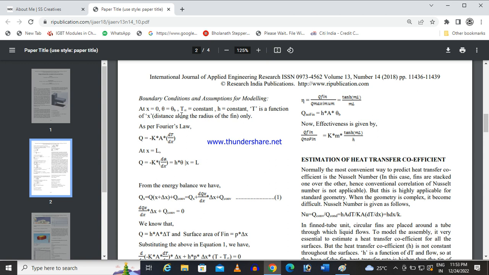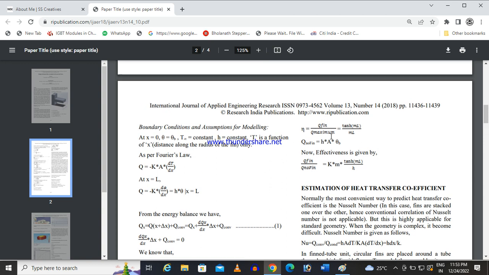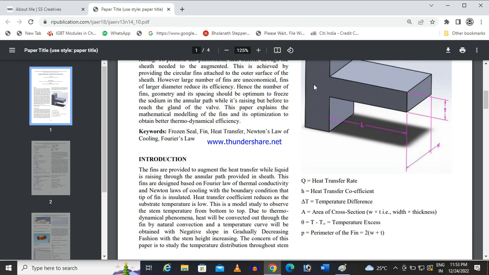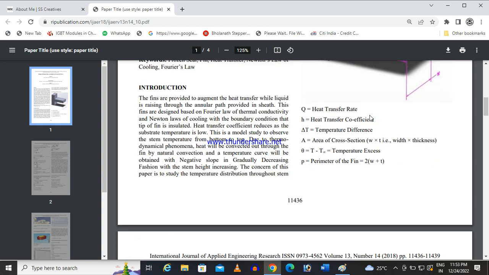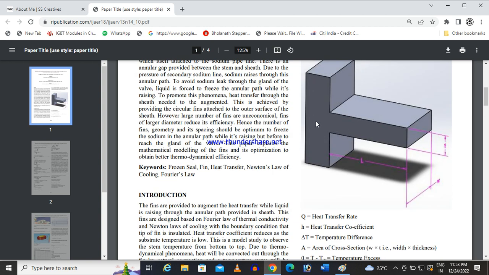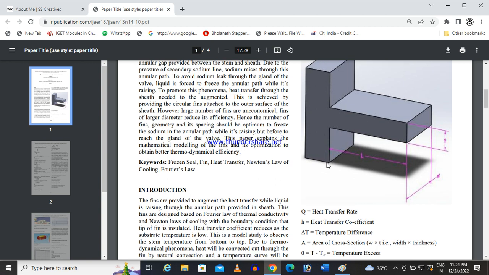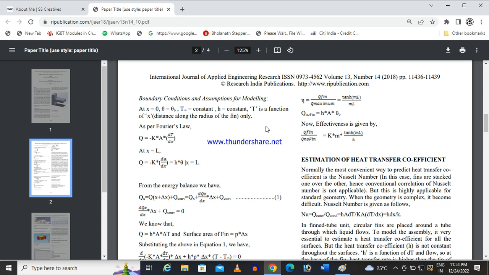And T infinity, considering the ambient temperature is constant, and here also H is considered constant, and the temperature will be varying along the fin. So here you will get high temperature, here less, because the heat will be evacuated, convected out. Some heat will be moving by conduction in the X direction, and in the Y direction, all the directions, this will be convected out. Okay. So this is the consideration.